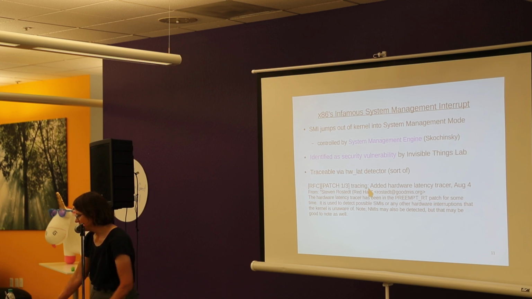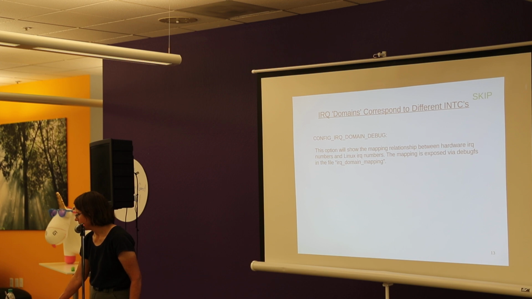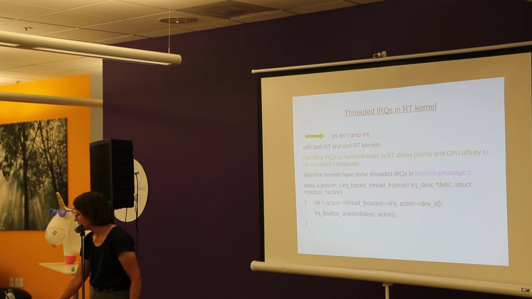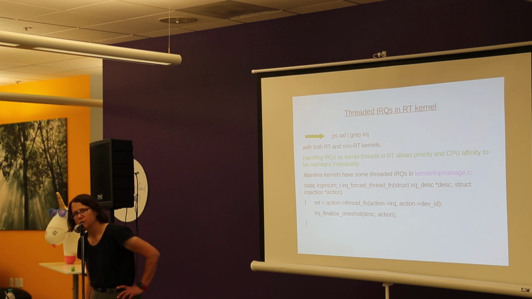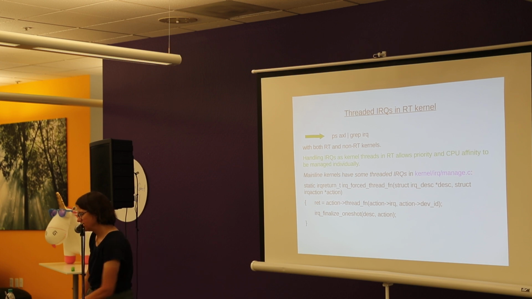There are new tracing tools that Steven Rostedt of Red Hat has just posted that at least detect them. So a major difference between the real-time kernel and the mainline Linux kernel is threaded interrupts. In the real-time kernel, all interrupts are threaded. So what does that mean?